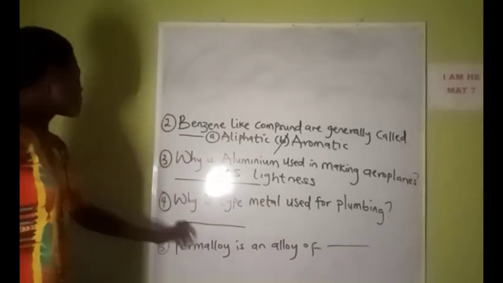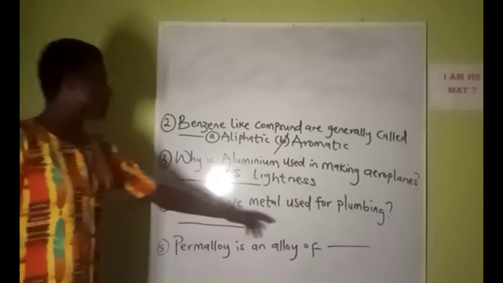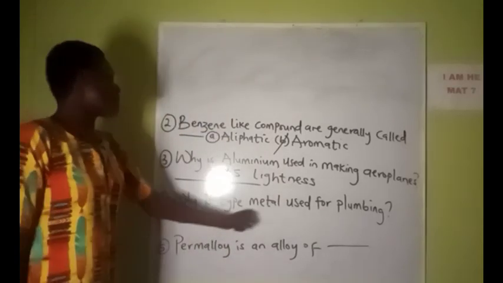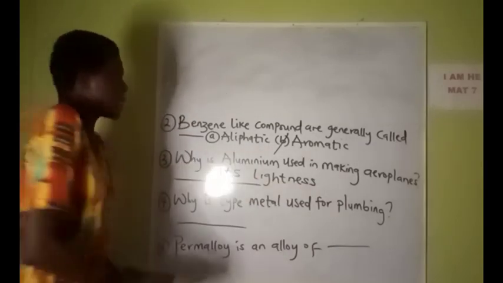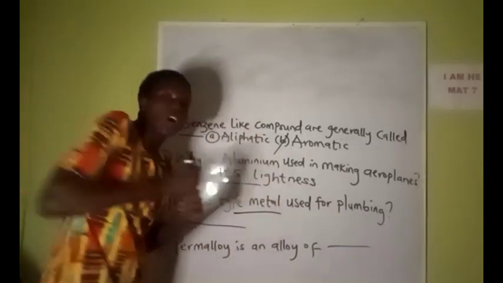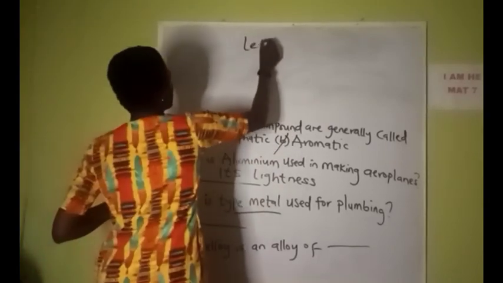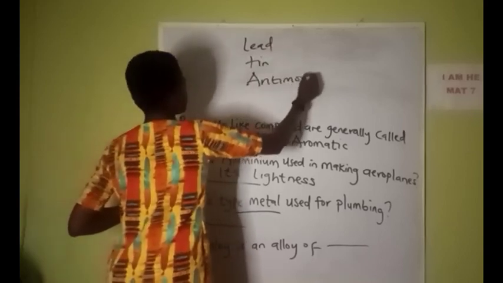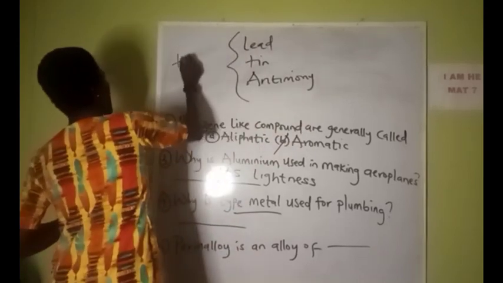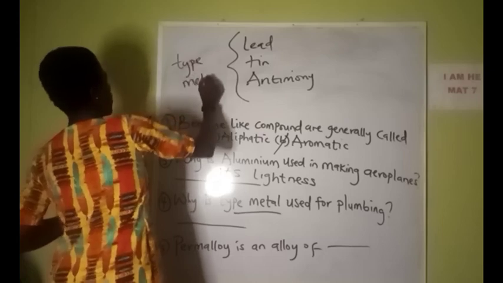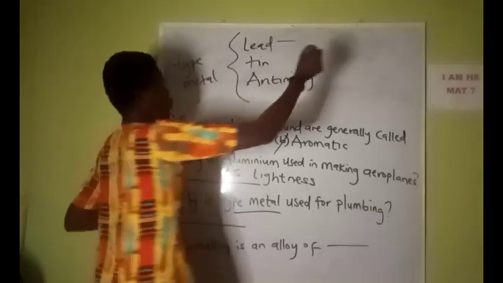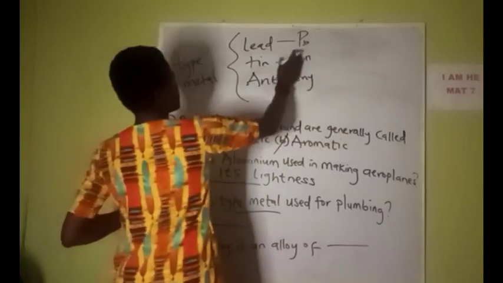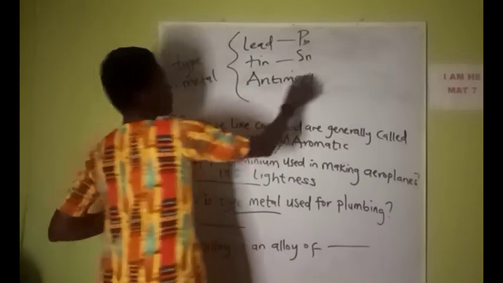So the next question says, 4. Why is type metal used for plumbing? Now what are type metals? Type metal is a mixture of elements such as lead, tin, and antimony. Okay, so this makes up the type metal. Now the chemical symbols, you should know this. Lead is Pb. Tin is Sn. And antimony is Sb.